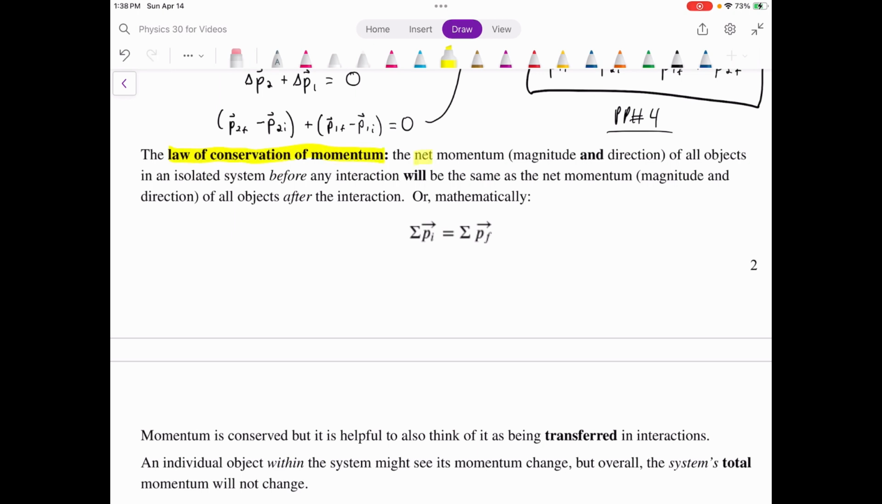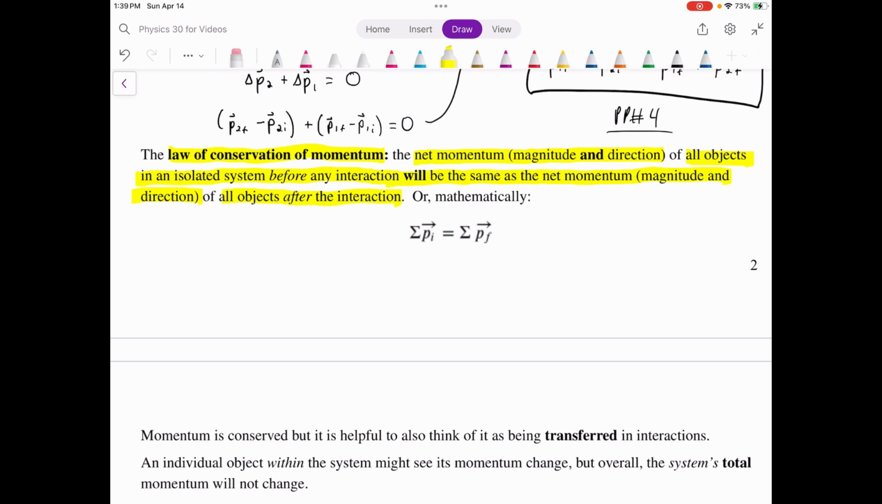The net, the total momentum, magnitude, and direction, right, of all objects in an isolated system before any interaction will be the same as the net momentum, magnitude, and direction of all objects after the interaction. So if you add up all the momentum before, including direction and signs, right, it will be the same number as adding them all up after.